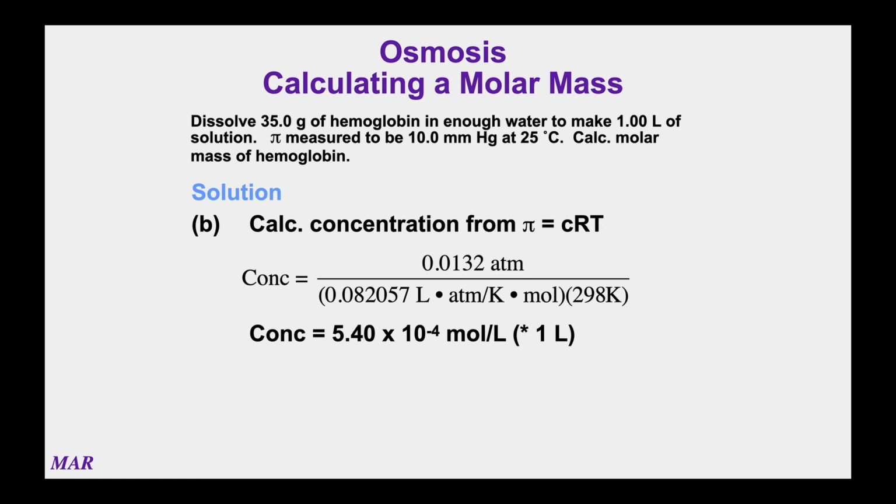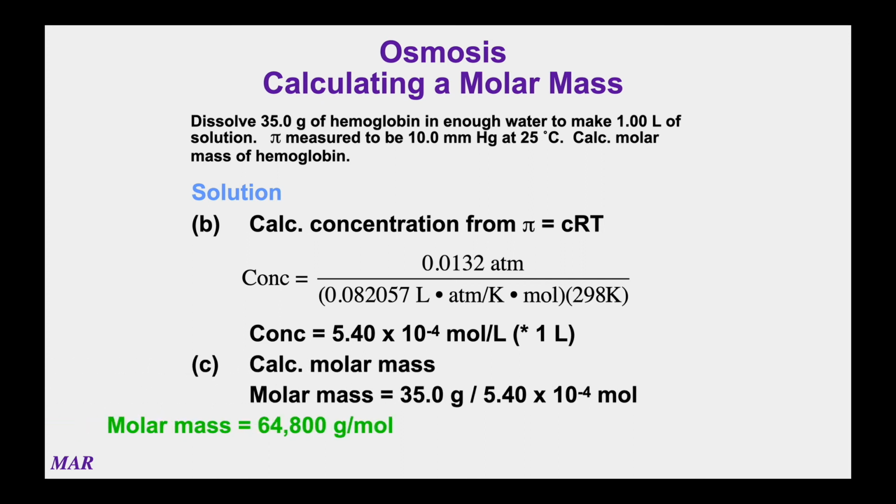Now, we have exactly 1 liter of solution, so that means that we have exactly 5.4 times 10 to the minus 4 moles. So if you take that 35 grams, divide it by the moles, you get the astonishingly big 64,800 grams per mole as the molar mass.